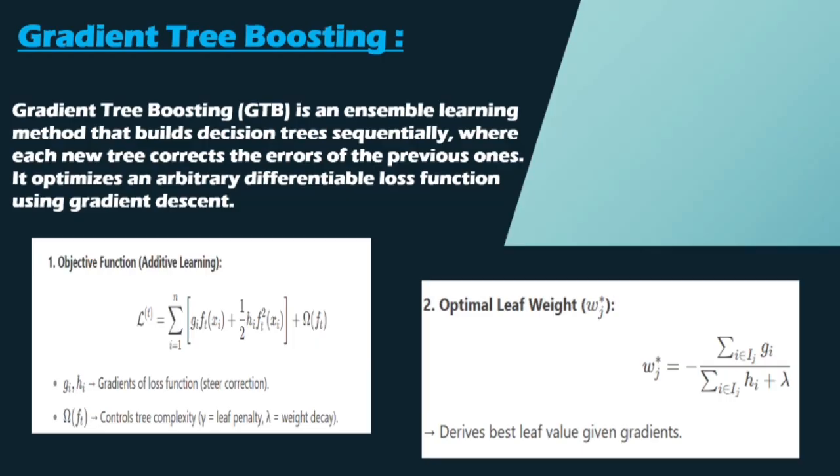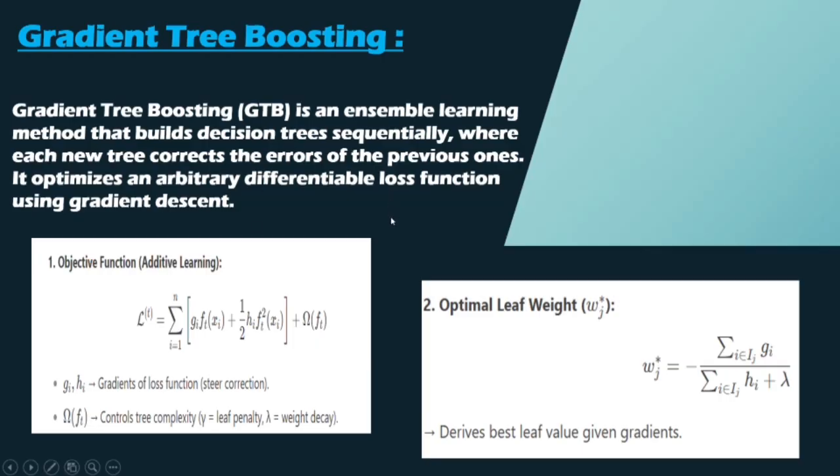Calculating optimal leaf weights is crucial for minimizing the loss function and improving the model's predictive accuracy. By finding the best weight for each leaf, the algorithm ensures that each leaf's prediction is as accurate as possible, contributing to the overall model's performance.